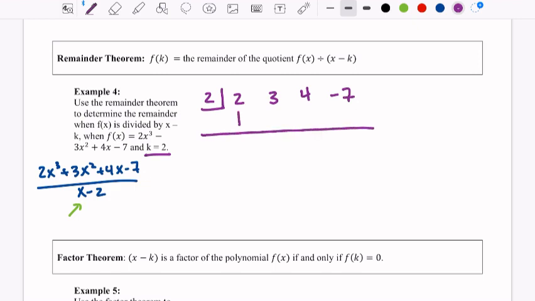Okay, so bringing down my 2, I'm going to have 2 times 2 is 4. Adding those together gives me 7. 7 times 2 is 14. Adding those together is 18. 18 times 2, let's see, what am I doing?